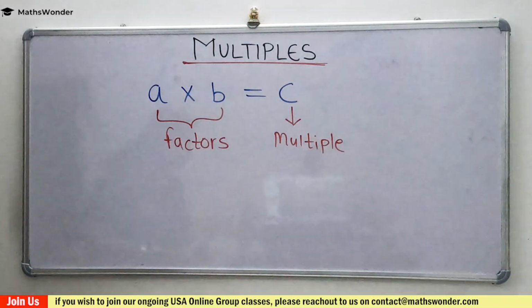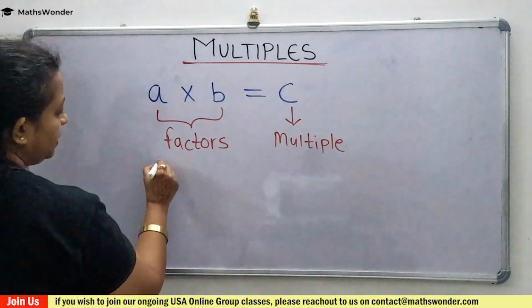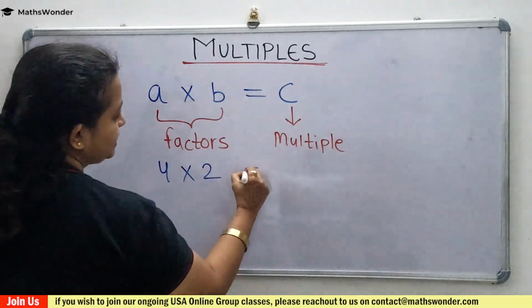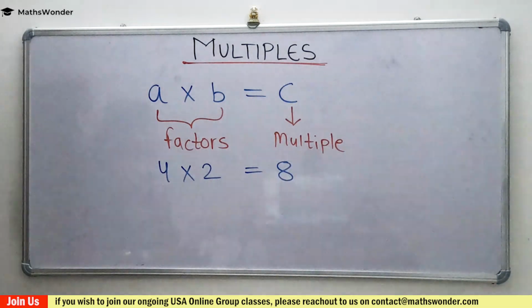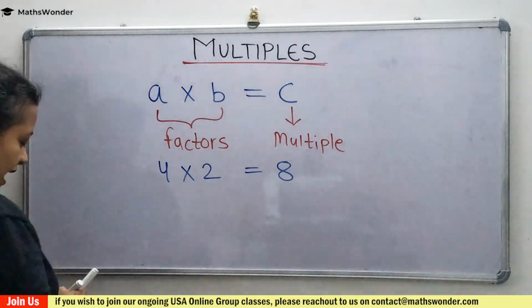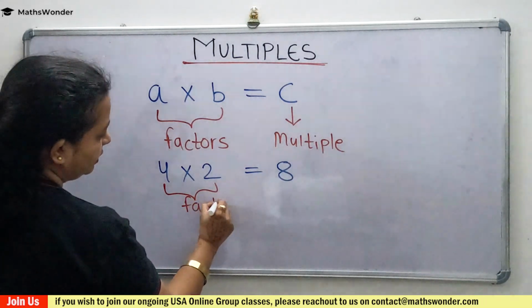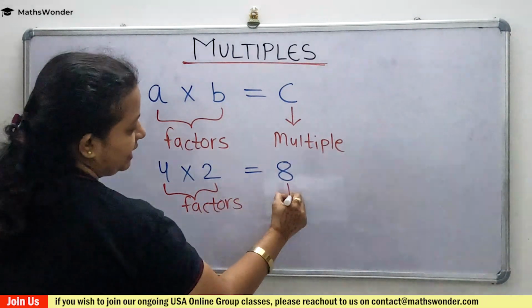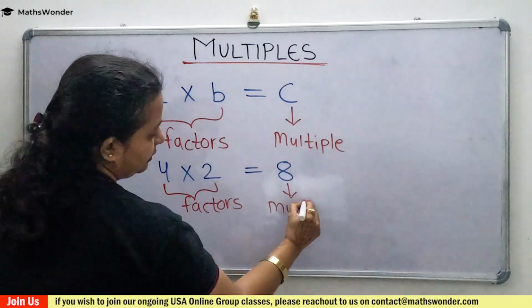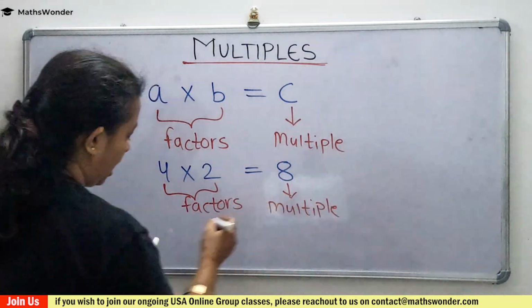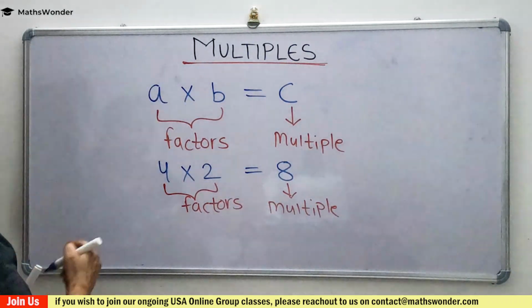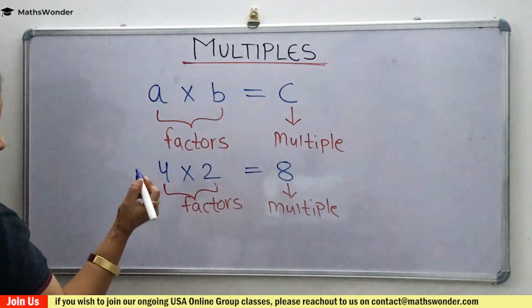For example, 4 times 2 is 8. So why do we call it a factor? 4 and 2 are the factors, and 8 is the multiple. How? See, when you find the multiples of 2 and 4, okay?